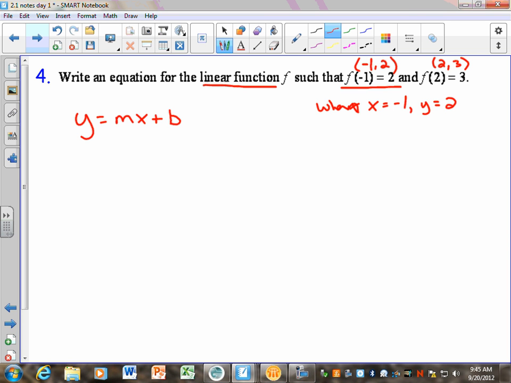If I give you 2 points, can you write a linear equation? What do you need? m and b. What does m represent? Slope. And can you find the slope if you're given 2 points? How do you find slope? Rise over run, right? So we subtract the y's on top. X is on the bottom, so you can find the slope.